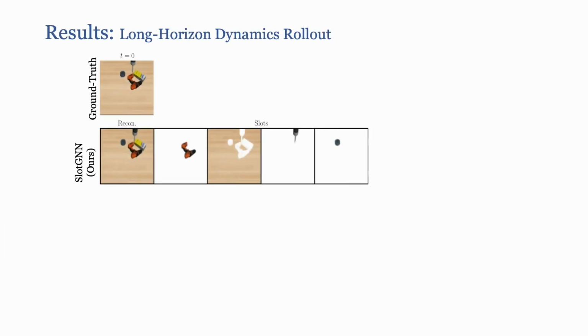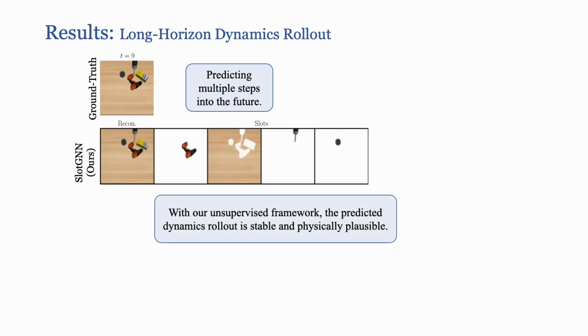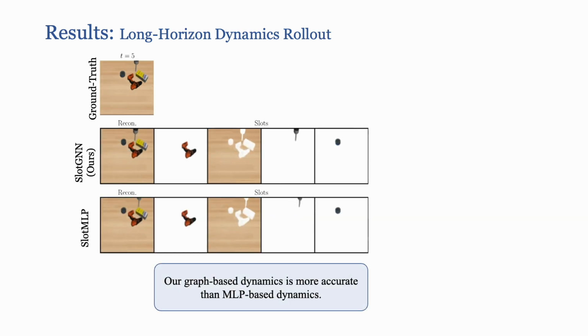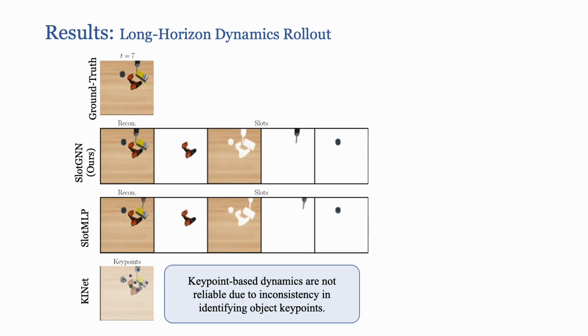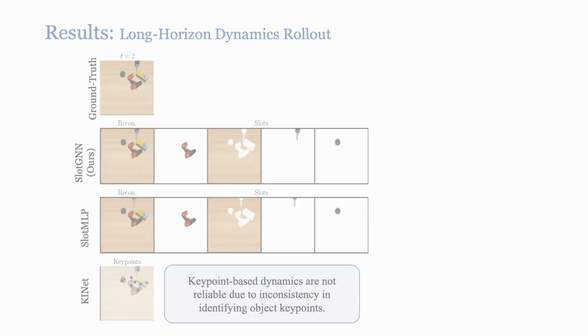Given an initial image at t=0 and a sequence of robot actions, SlotGNN can roll out the learned dynamics several steps into the future. Predictions from our model are both stable and physically plausible. When using the same discovered slots, an MLP-based model is notably less accurate compared to our graph-based model. Furthermore, unsupervised keypoint-based dynamics prove to be unreliable due to inconsistencies in identifying object keypoints.